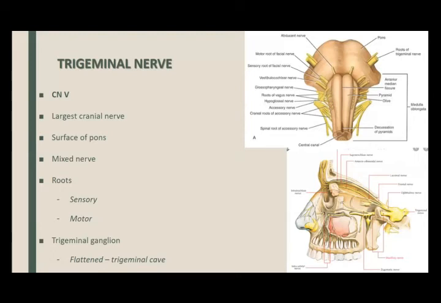Let's come to this motor nerve now. This is running with the sensory component. They make up one nerve, but this motor component has nothing to do with the trigeminal ganglion. This trigeminal ganglion is a flattened structure. The ganglion is lying in the trigeminal cave. The trigeminal cave is a small depression present on the petrous part of the temporal bone.